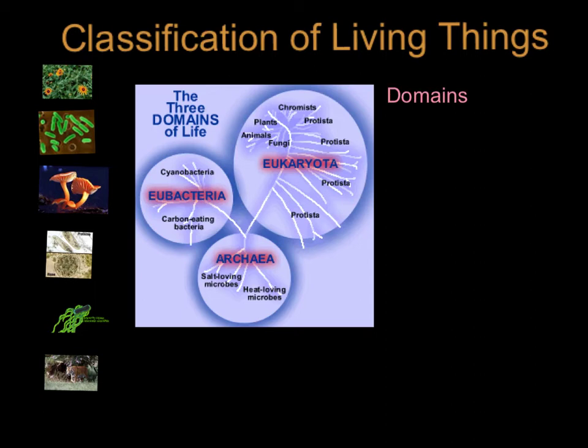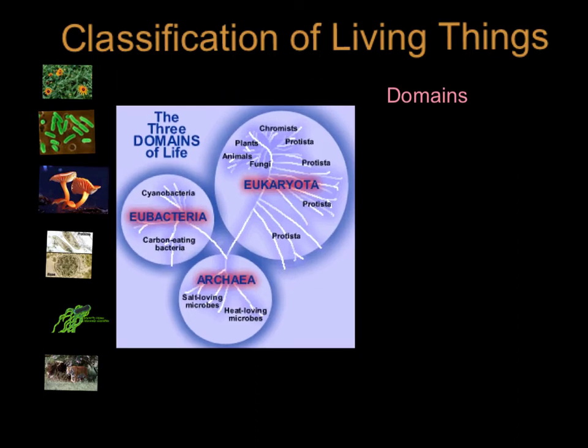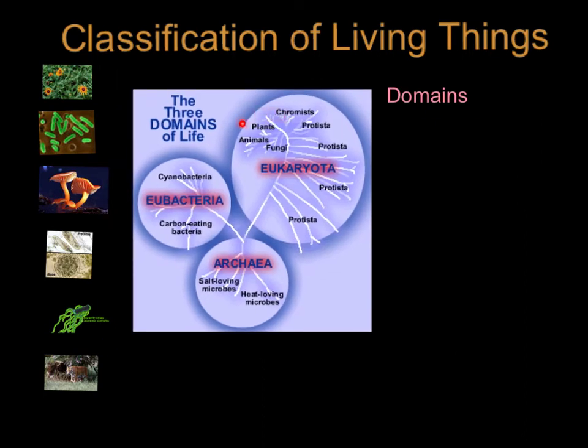The figure at the left shows the three domains of life. The distance between the groups indicates how closely related they are. Groups that are close together, like plants and animals over here, are much more closely related than groups that are further apart, like plants and the bacteria that are down here.